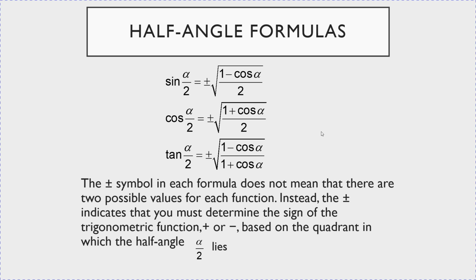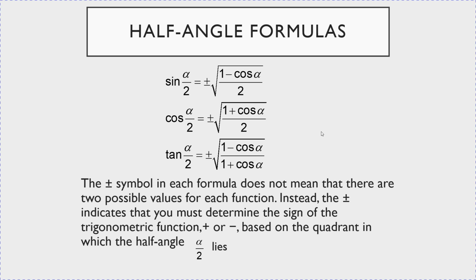So notice how with the sine of alpha divided by 2, when I have the cosine of alpha, it's not the half angle. So the half angle is gone, okay? The divide by 2 is gone. Cosine of alpha divided by 2 is equal to plus or minus the square root of 1 plus cosine of alpha divided by 2. Tangent of alpha divided by 2 is equal to plus or minus the square root of 1 minus cosine of alpha divided by 1 plus cosine of alpha.